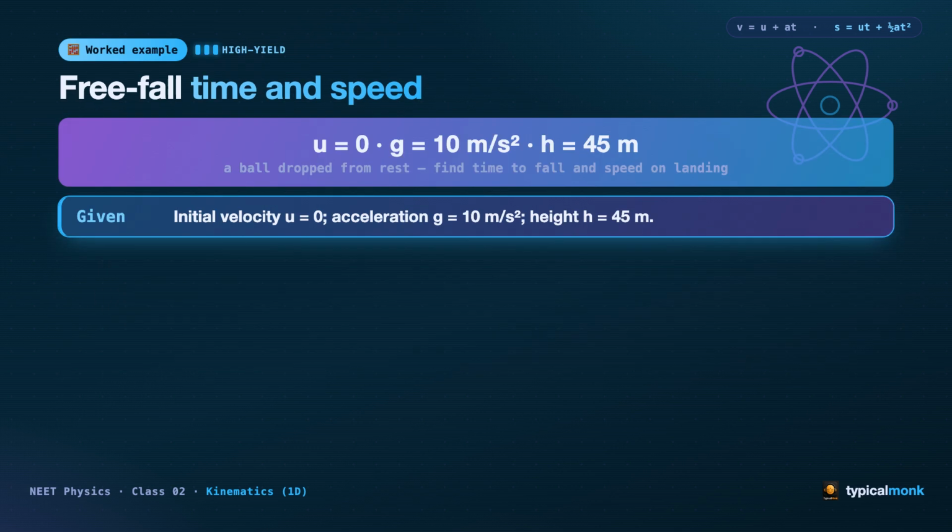Time to solve a full NEET numerical together, slowly, the monk's way. A ball is dropped from rest at the top of a building 45 meters tall.